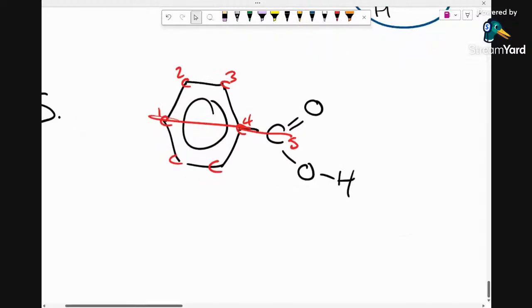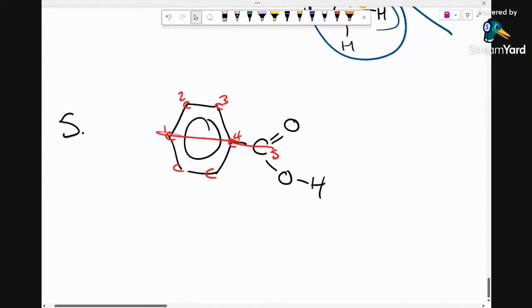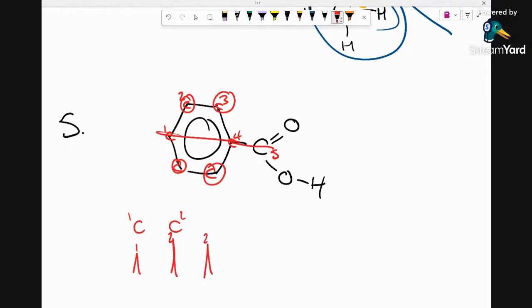So this is going to have 5. Now I can start doing fun games with this. There's 5 in this one. The integrations of these would be: the carbon labeled number 1 would have an integration of 1. The carbon labeled number 2 will have an integration of 2. The carbon labeled number 3 will have an integration of 2. The carbon labeled number 4 will have an integration of 1. And carbon number 5 is going to have an integration of 1.